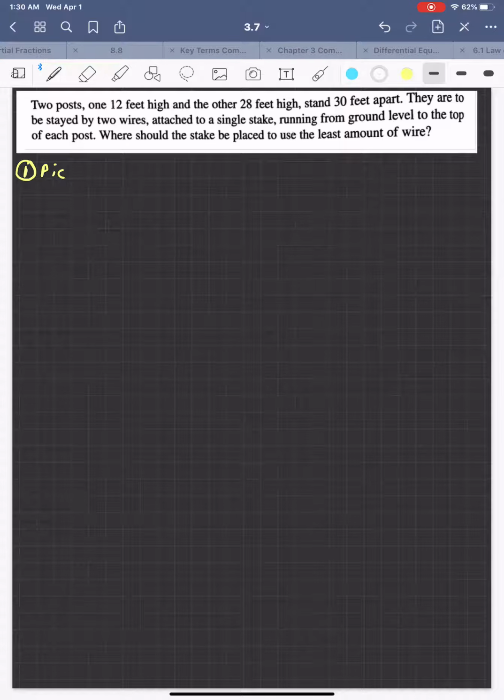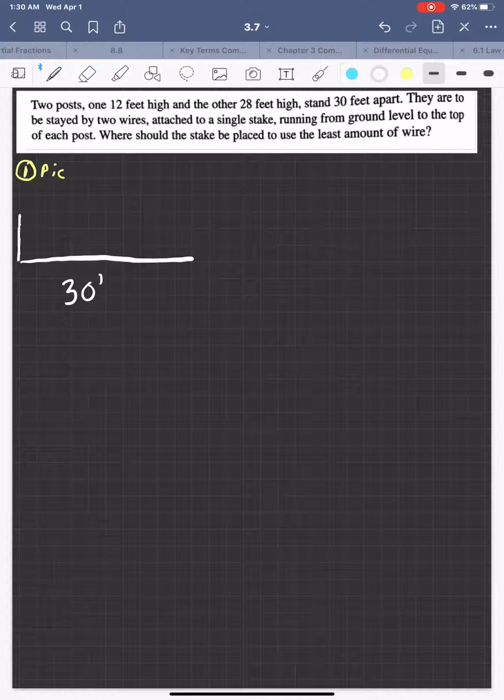So 2 posts, one 12 feet high, the other 28 feet high, stand 30 feet apart. Okay, so now that's not bad. I'm going to see if I can draw that. So I have 30 feet of distance, and it's separating 2 different poles. Well, for some context, we'll just say it's maybe utility poles. So here are my 2 poles. One is 28 feet high, the other is 12 feet high.